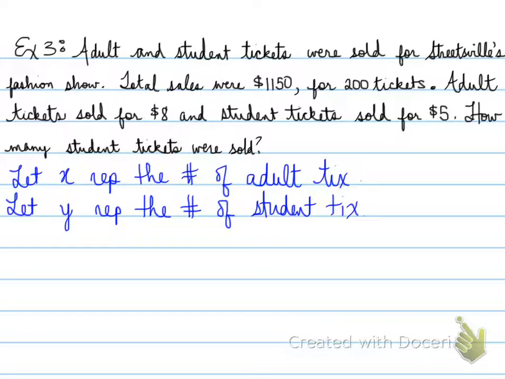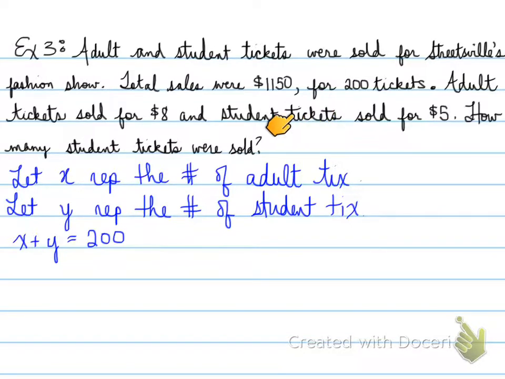Well, we need to think about what the question is telling us. Total sales were $1,150 for 200 tickets. So they sold a total of 200 tickets. What kind of tickets? Adult and student tickets. So x adult and y student. So x plus y is equal to 200.